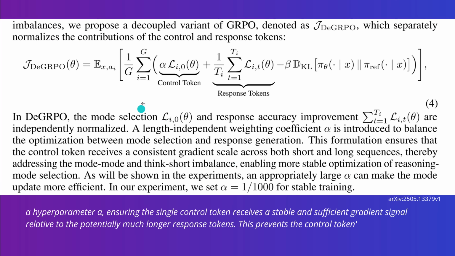Standard deviation, yes, and then if we go into this control token and response token with different normalization, this is the formula that we simply insert. You can go either with a Kullback-Leibler divergence if you prefer, no problem. Response accuracy are independently normalized, a beautiful formulation that ensures the control token receives a consistent gradient scale across both short and long sequences, addressing the mode and length imbalance. So this is the solution, and please notice also that in paper 1 we had a hyperparameter delta, now we have the hyperparameter alpha, and they tell us, hey, we experienced that if we set alpha to a particular numerical value, we have a stable training, we achieve it.